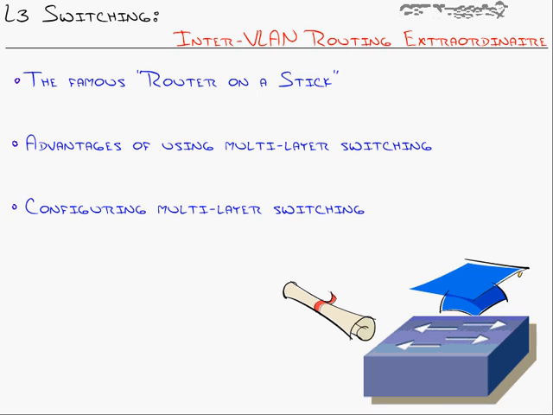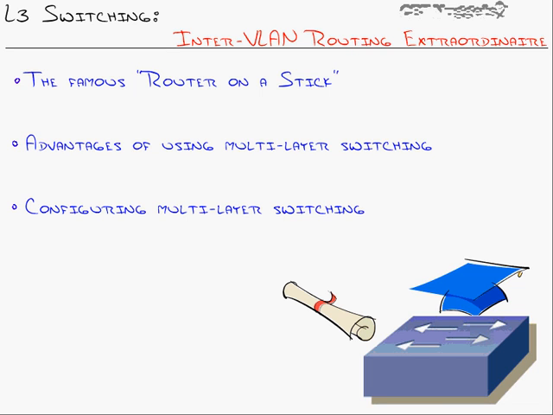And that is the foundation of routing between VLANs, inter-VLAN routing extraordinaire. What we saw was, first off, the famous router on a stick. It truly is famous. It has been around for eons. I think they've even passed it down to the CCNA level now as a way to move between VLANs. Then we stepped into the advantages of using multi-layer switches, some of which I just talked about and others we talked about beforehand, using those switch virtual interfaces. And finally, we walked through the configuration of multi-layer switching.